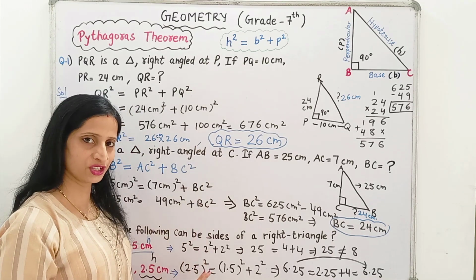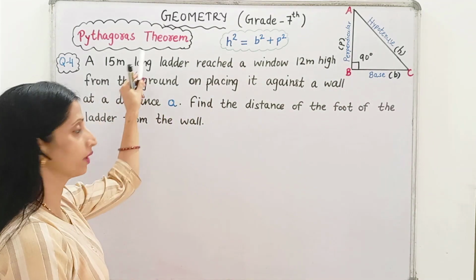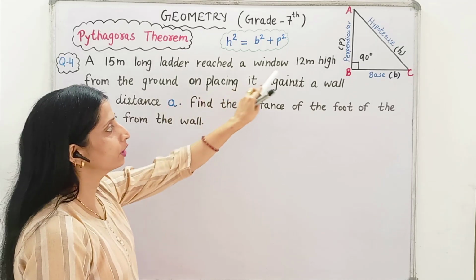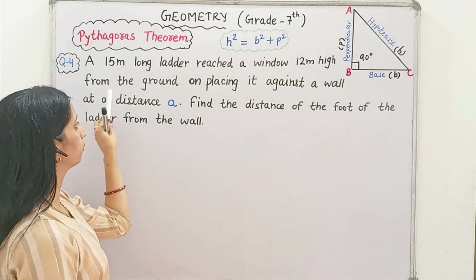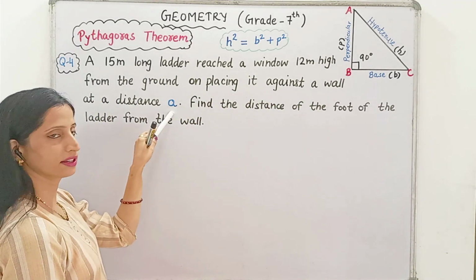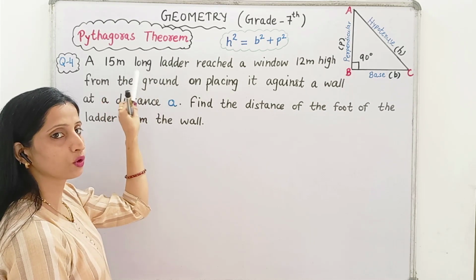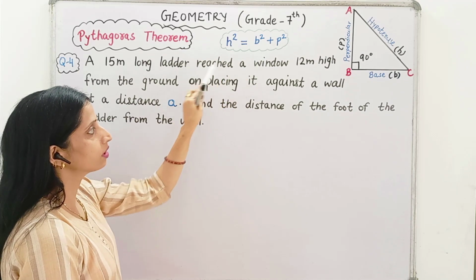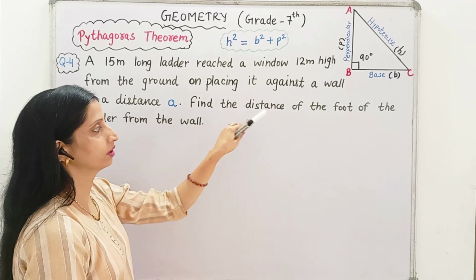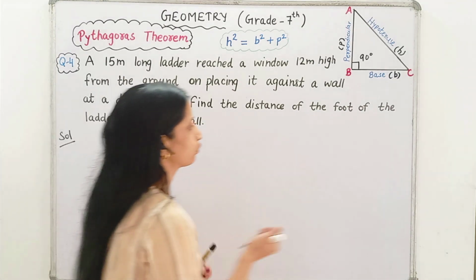We will do some more questions of this. Let's do one more question to understand this theorem. So what is the question? A 15-meter long ladder reached a window 12-meter high from the ground on placing it against a wall at a distance A. So there is a ladder, and the length of the ladder is 15 meter. It is placed on a wall and it reached a window that is 12 meter high from the ground. We have to find out the distance of the foot of the ladder from the wall. So let's figure it out.